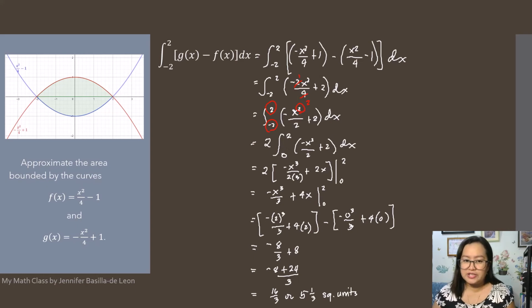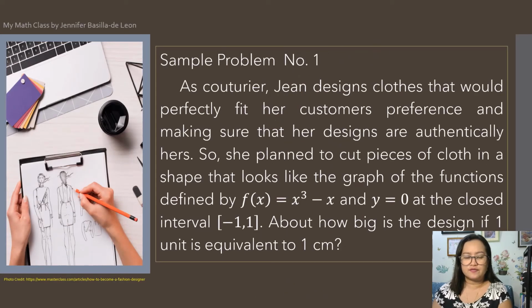I hope you were able to get that, because your knowledge of these concepts can be applied just like in the first sample problem that we have. As a couturier, Jean designs clothes that would perfectly fit her customers' preferences, making sure that her designs are authentically hers. So she planned to cut pieces of cloth in a shape that looks like the graph of the function defined by f of x equals x cubed minus x and y equals 0 on the closed interval -1, 1. About how big is the design if 1 unit is equivalent to 1 centimeter?